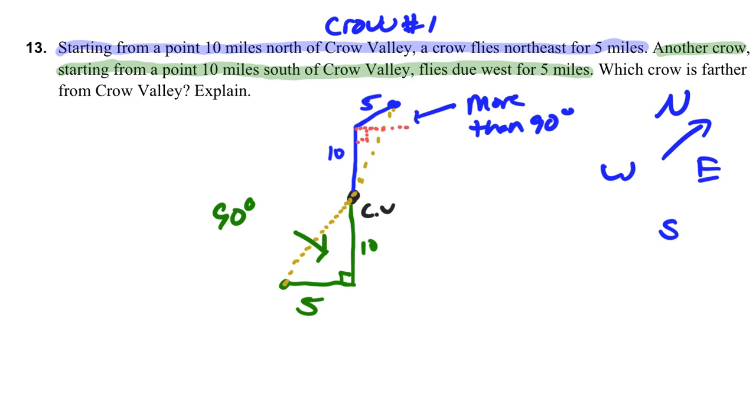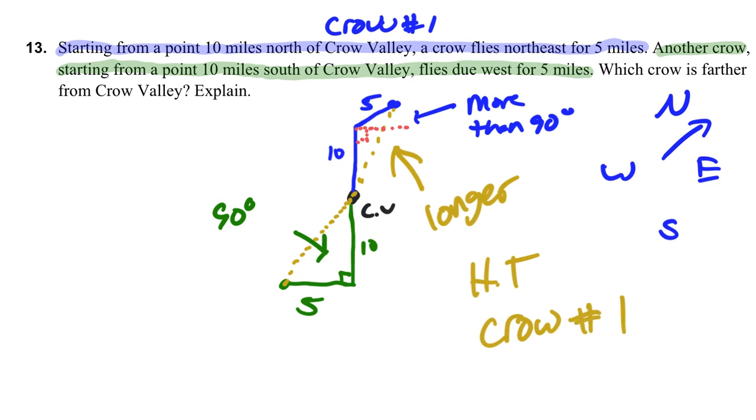Also realize that we have two congruent segments. We have the 10 and we have the 5. So because of that, with the more than 90 degrees, remember, the larger the angle, the larger the distance, which means this is a longer distance because of our hinge theorem. So because of the hinge theorem, we know that crow number one flew farther.